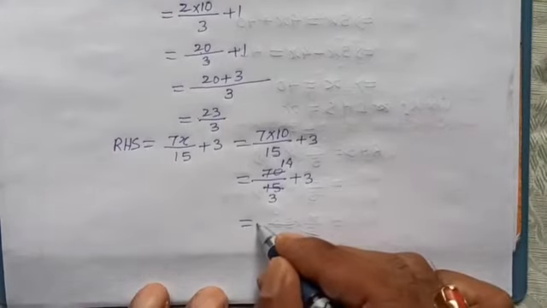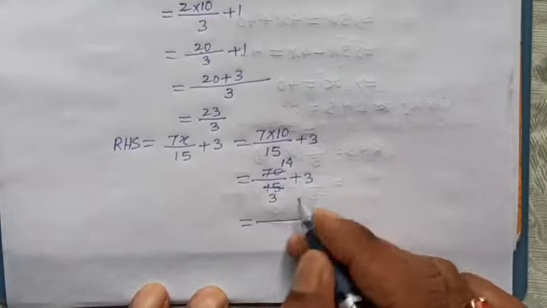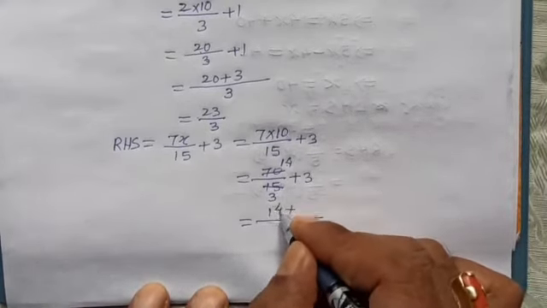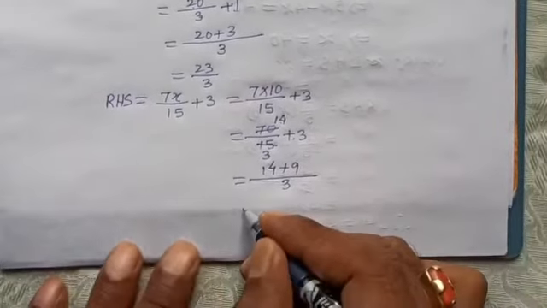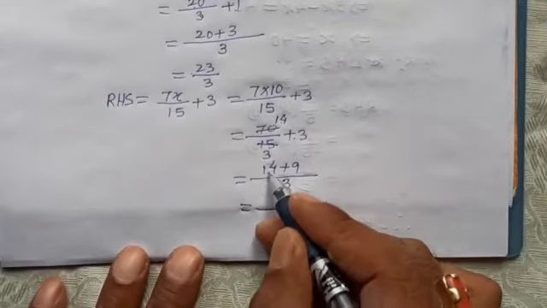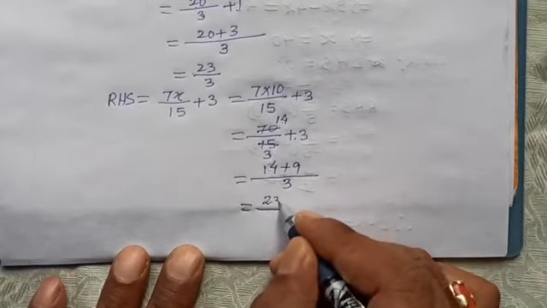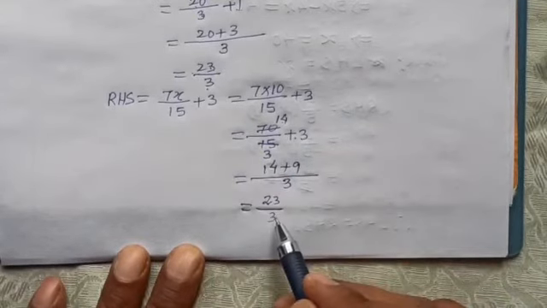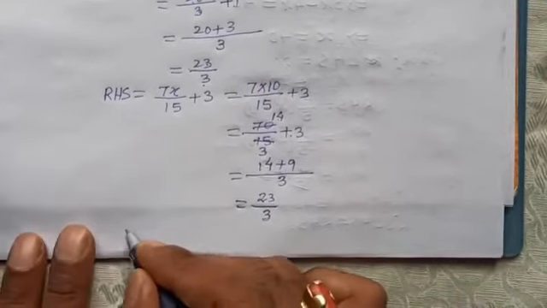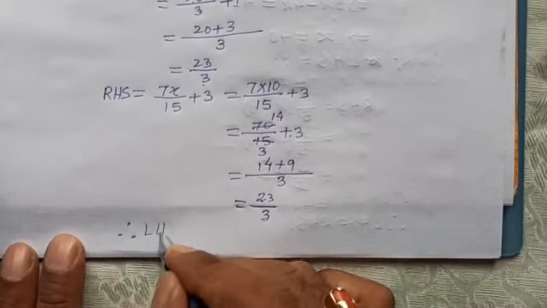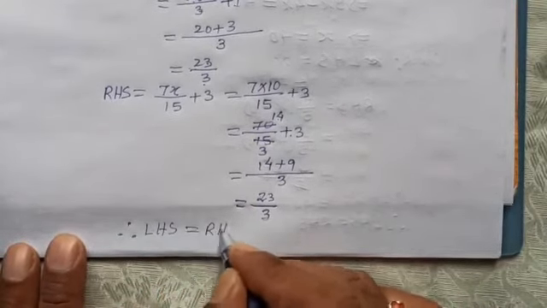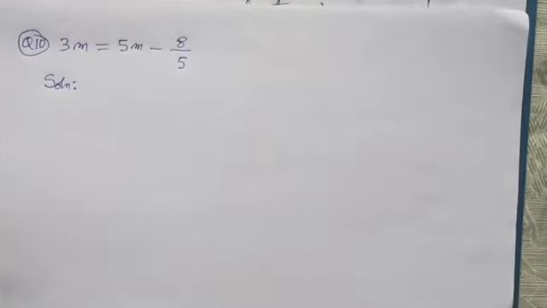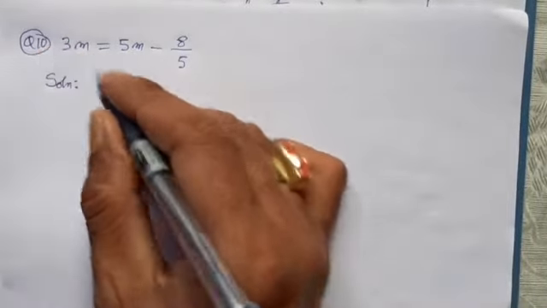Then here is 3, so the LCM of the denominators is 3. In the numerator there is 14 plus 3 into 3, which is 9. 14 plus 9 is 23 by 3. The left hand side is 23 by 3, and this is also 23 by 3, and both the left hand side and right hand side are equal. Therefore left hand side is equal to right hand side. Here this question is over. Question number 9 is the same, so you try it as homework. Now let's try question number 10.